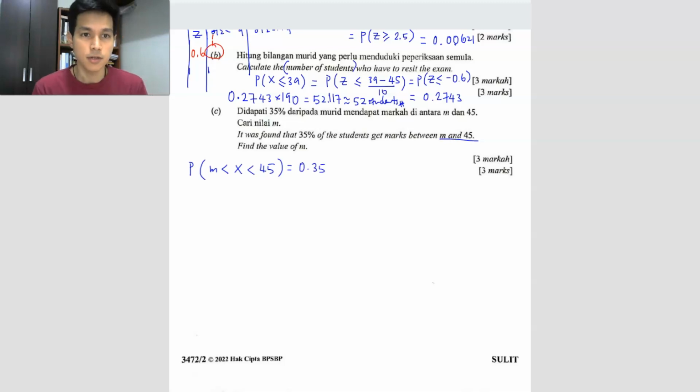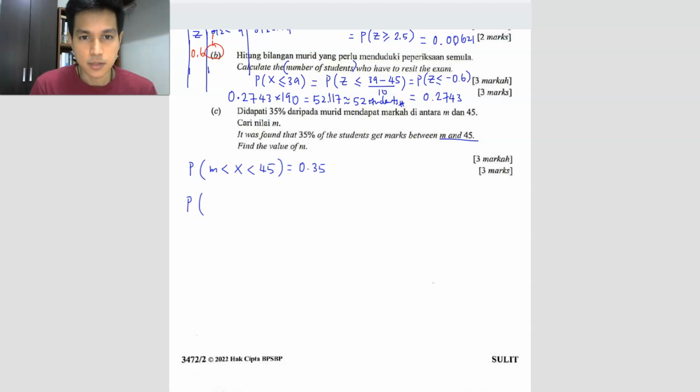So this is a reverse method, correct? Because all this while you were given the marks, you convert to z value, and then you find the probability. But now they gave you the probability, and you have to do the reverse process. If you are using the table, please take note of this, because you need to reverse your process of finding the z value. So first thing, as usual, change it to z first.